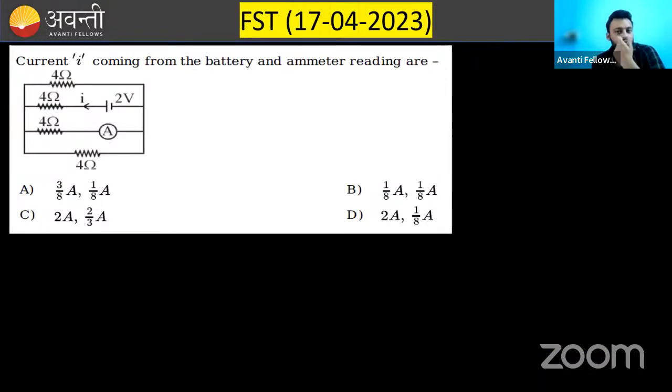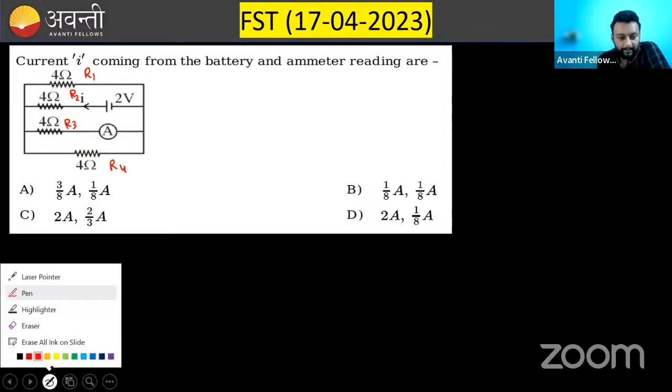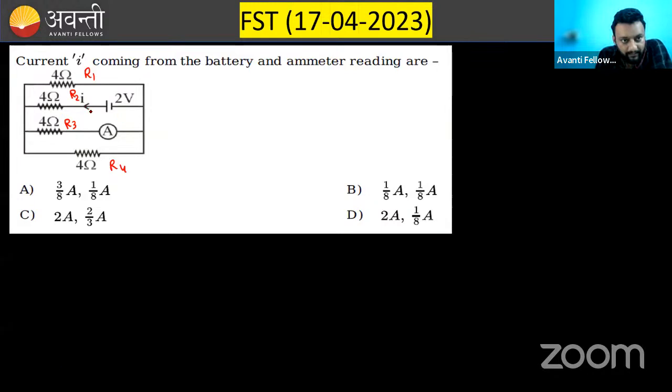Current I coming from the battery and ammeter reading R. Okay, look at the question. First of all, let's suppose there are so many resistors. Let's name them R1, R2, R3, and R4. No problem with that. Each resistor is of 4 ohm.